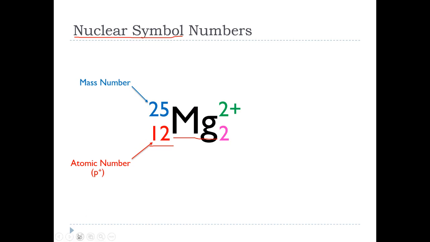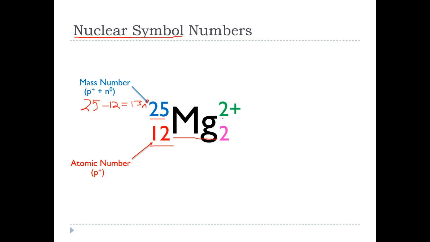In this case, we have 25. If you remember, the mass number comes from protons plus neutrons. Now, since we know the mass number is 25 and we know the atomic number is 12, we can easily figure out how many neutrons there are by subtracting these. Since this has to be the protons and neutrons, and the atomic number is only the protons, we can just take the 25 minus 12. Tells us that in this case, this magnesium has 13 neutrons.